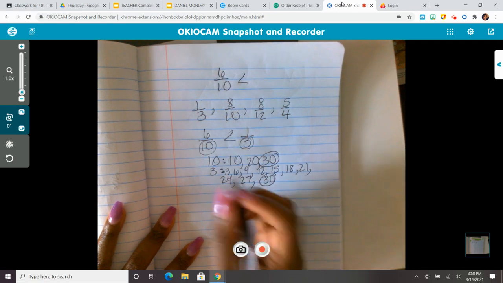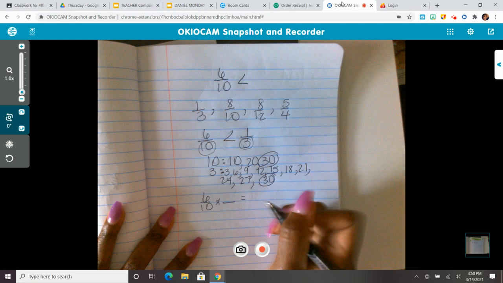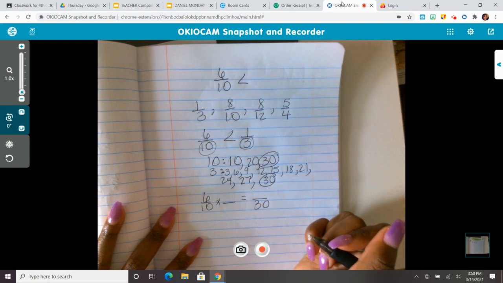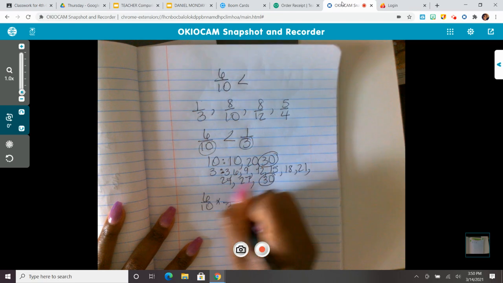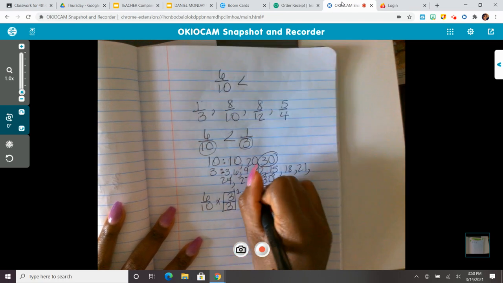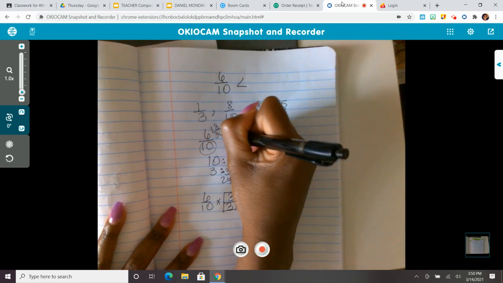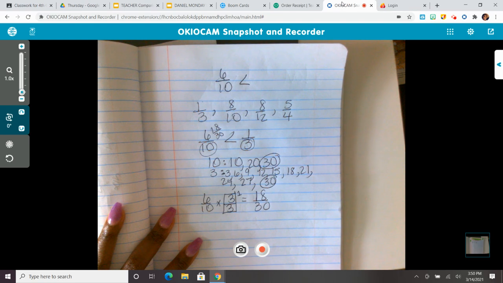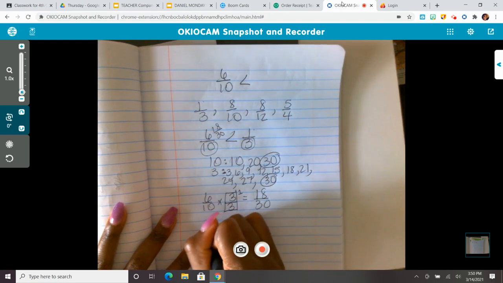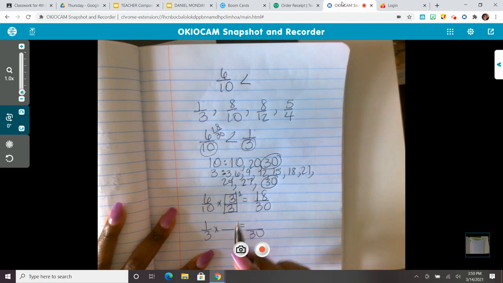All right, so that means I'm going to take 6/10 and multiply it by something to get 30ths. 10 times what gives me 30? 10 times 3. So 6 times 3 will give me 18. So I know that this is 18/30ths. Okay. And 1/3. 1/3 times blank equals blank 30ths. 3 times what gives me 30?